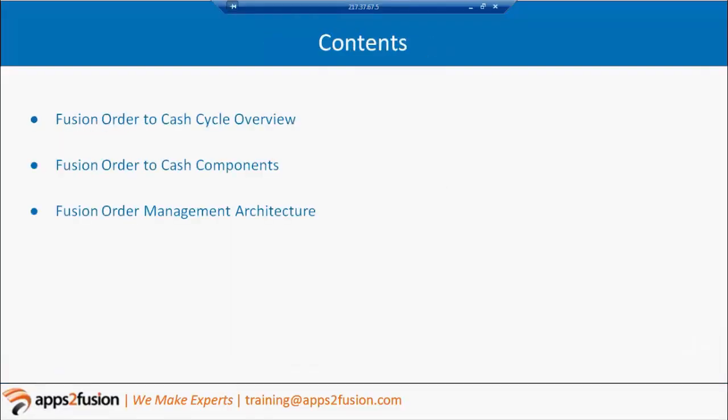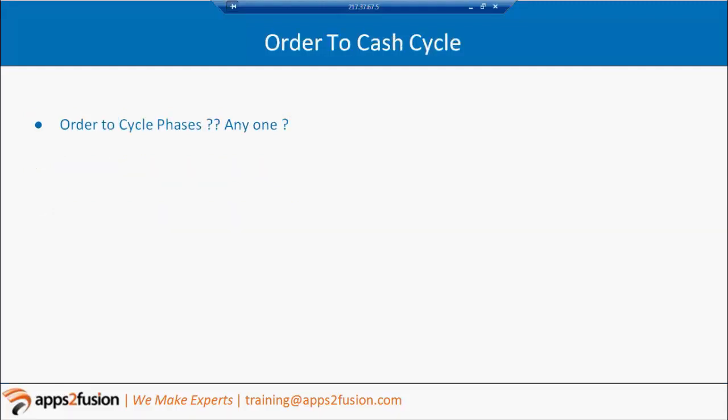So these are the contents that you're mainly having a look at in the current deck. The contents would be the Fusion order to cash cycle overview, what all the components of the Fusion order to cash are, and how the Fusion Order Management is architected in the cloud. So the order to cash cycle. There are a few phases in the order to cash cycle. Can anyone give a briefing about what order to cash is?